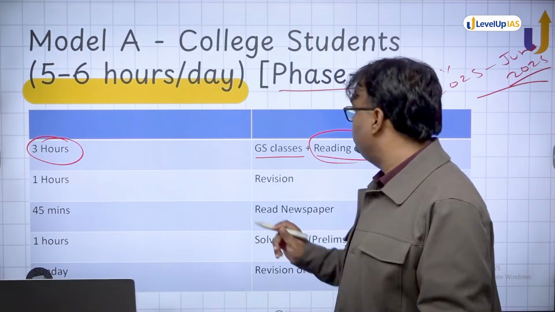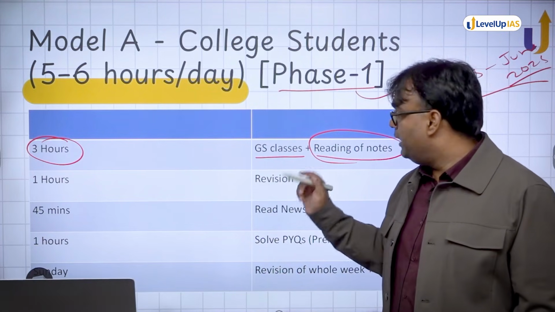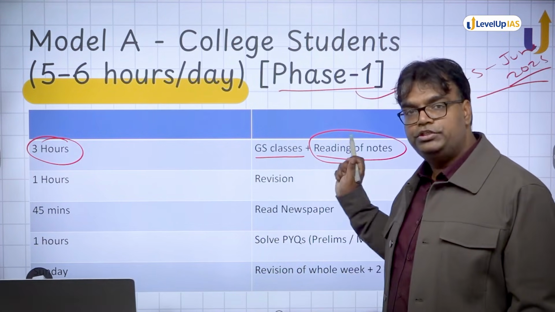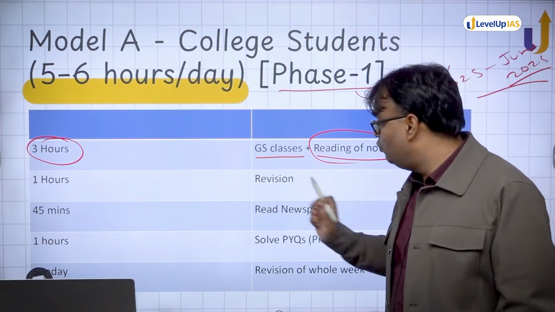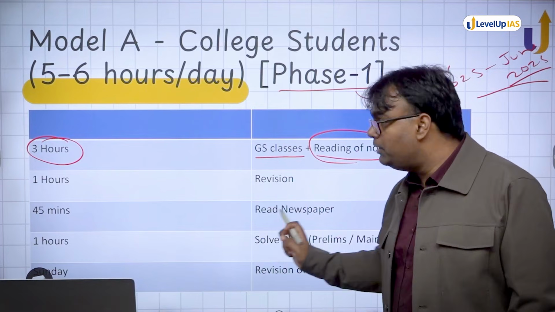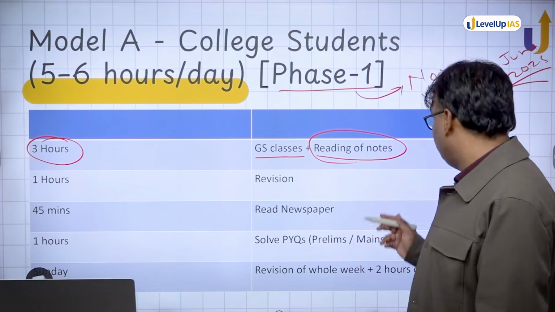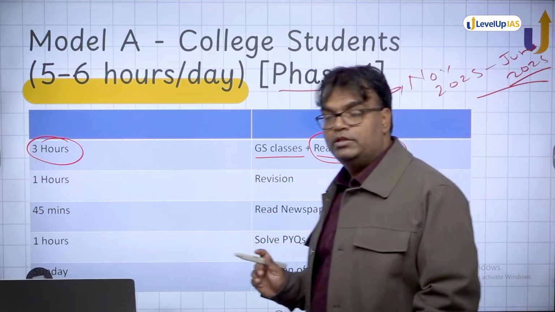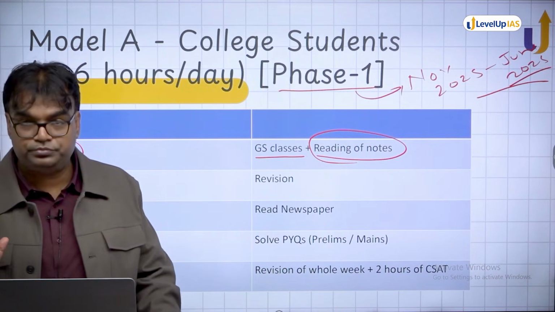Second thing that you have to do is for 1 hour you will revise all these things. पहला आपने क्या किया, class attend करी, अपने notes read किए. दूसरा आपने revision किया. Every day 1 hour should go for revision. Every day 45 minutes should be going for reading newspaper. 1 hour for solving PYQs. PYQs can be for prelims and can be for mains. This is something that you have to do.